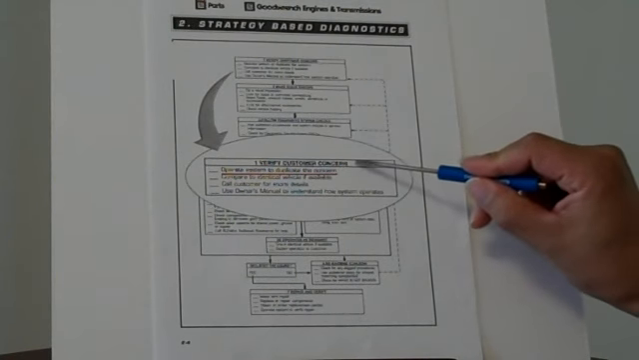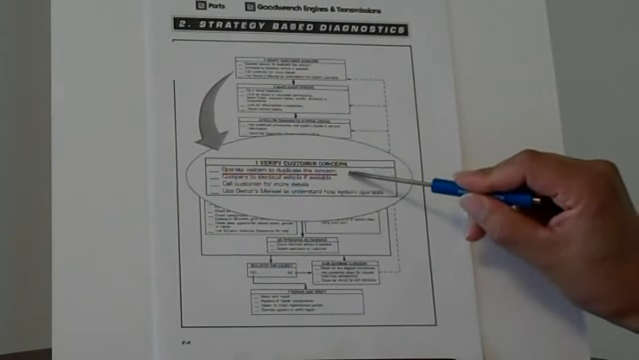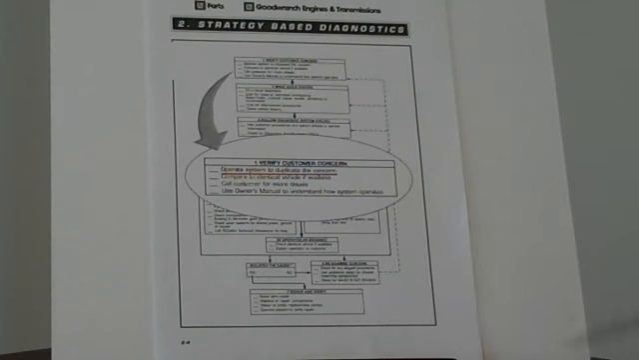Step 1. Verify customer concern. Operate system to duplicate the concern. This would require a pre-road test to bring the vehicle to its proper operating temperature and pressures, which would help in isolating any fluid leaks.